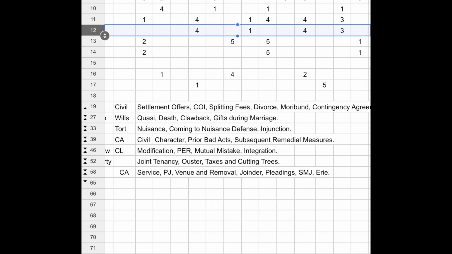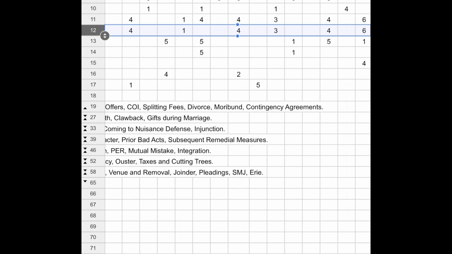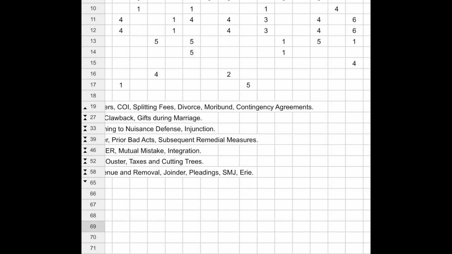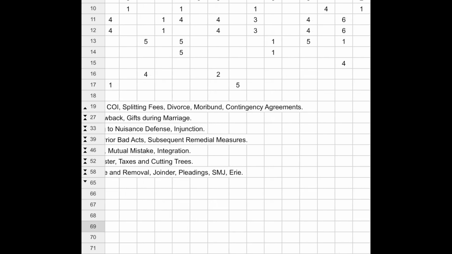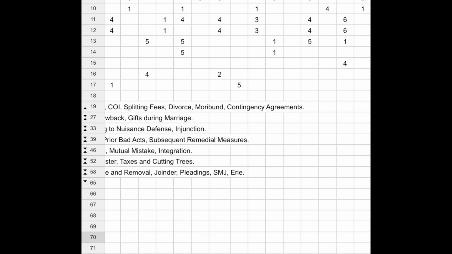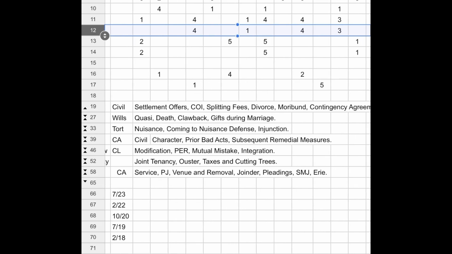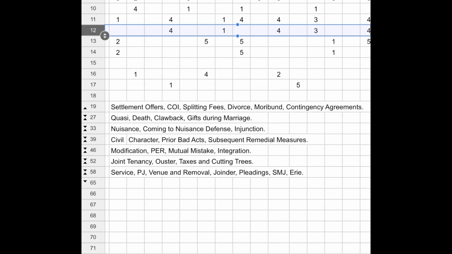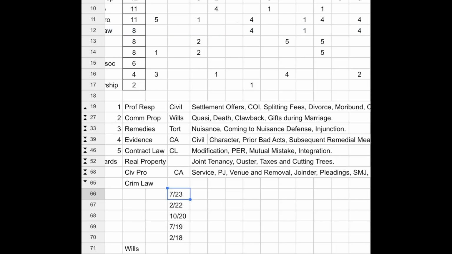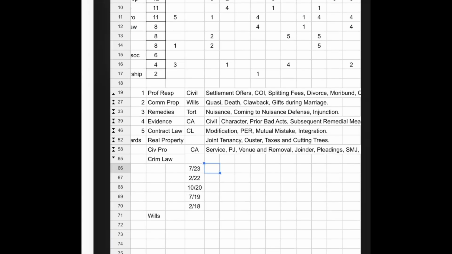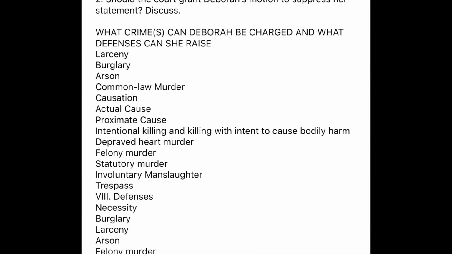Okay. 7/23, 2/22, 10/20, 7/19, and 2/18. Highlighting it makes it easier. 7/23, 2/22, 10/20, 7/19, and 2/18. Yes. Okay. Let's see what they did here. So 7/23. Okay. Murder, defenses or mitigation from murder to manslaughter. Okay. And then there's a crim pro crossover in there, but we'll not pay attention to it because it's a thing at the end here.